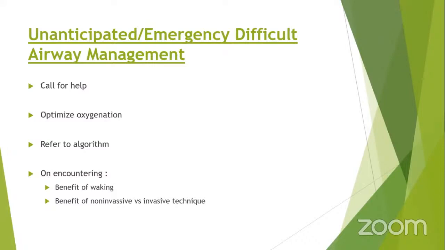So the guidelines say that first of all, call for help. Secondly, you optimize the oxygenation. Thirdly, you refer to the algorithms to be sure what next you want to do in these patients, as this could be a situation where everyone would panic.